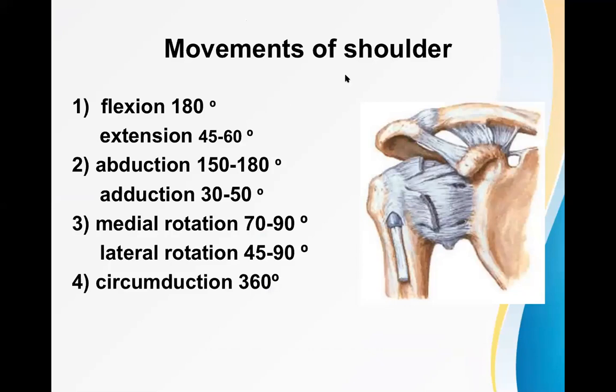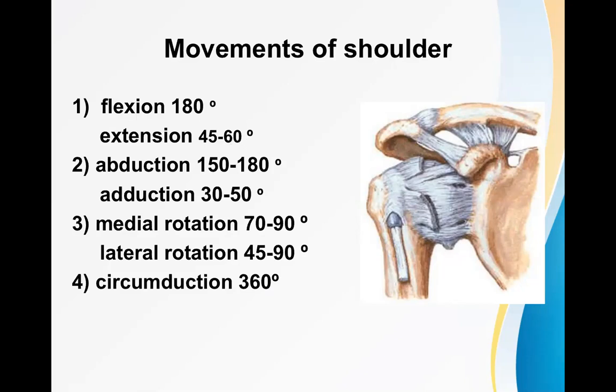Now, what about the movement of the shoulder? What is the range of motion in the shoulder joint? See this, flexion is almost 180 degrees in the shoulder joint. Extension is about 45 to 60. Now it is difficult for me to show what is flexion and extension.